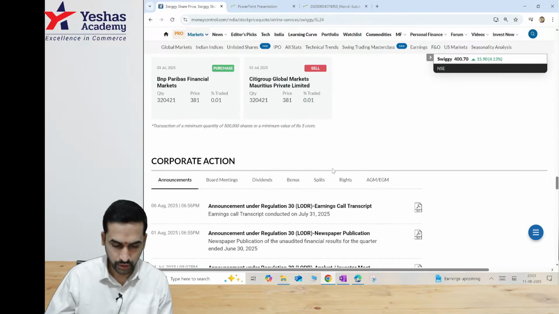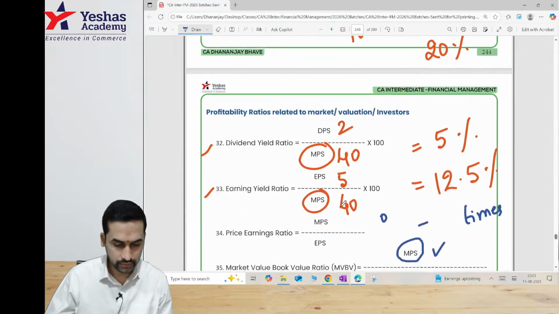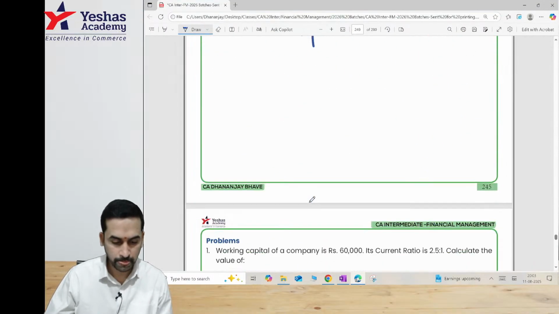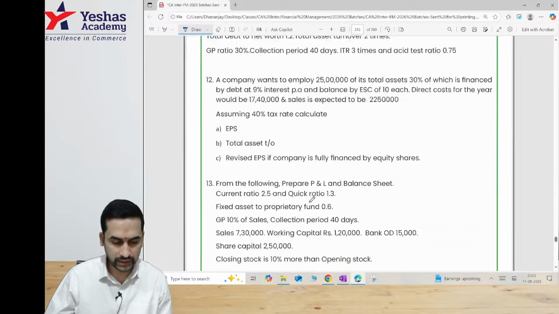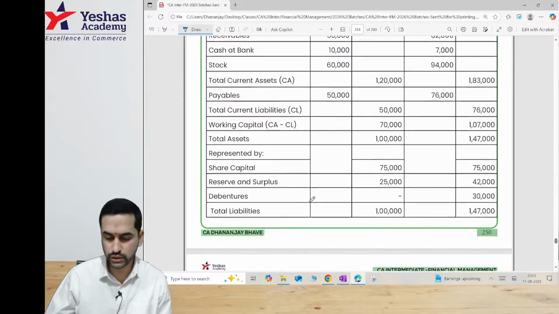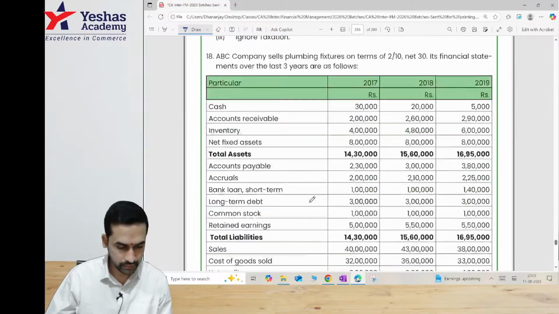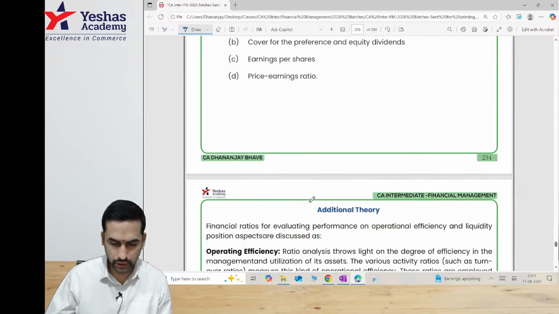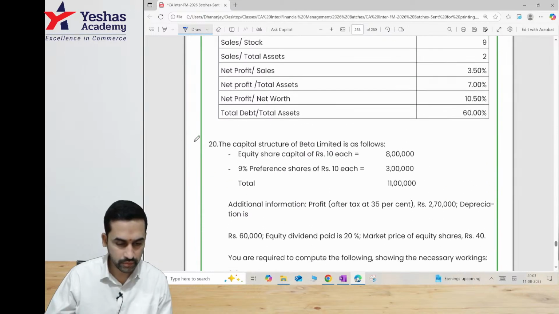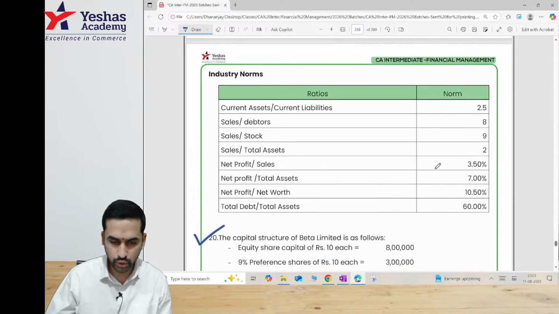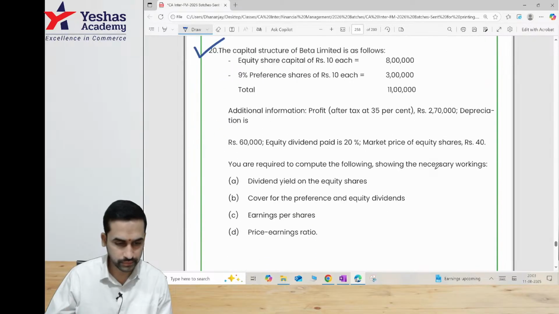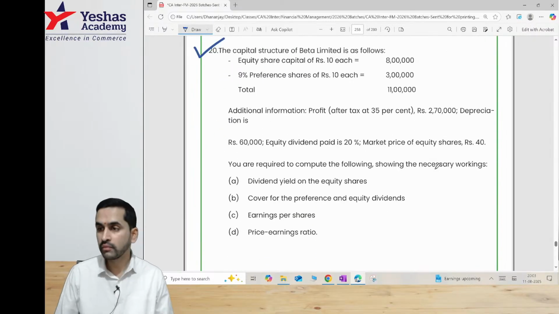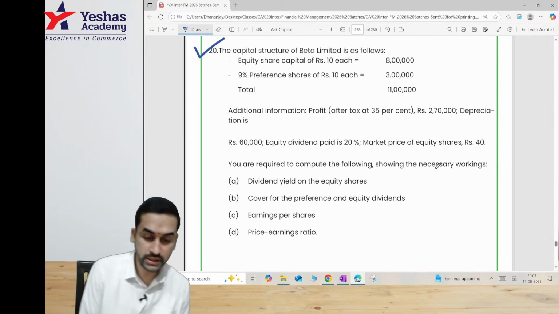Okay, all right, perfect. Let's get back. I think we finished all the ratios. If I'm correct, there is one last small sum. Am I right? One sum we have. Question number 20, page number 254. Everybody in your notebook, please.